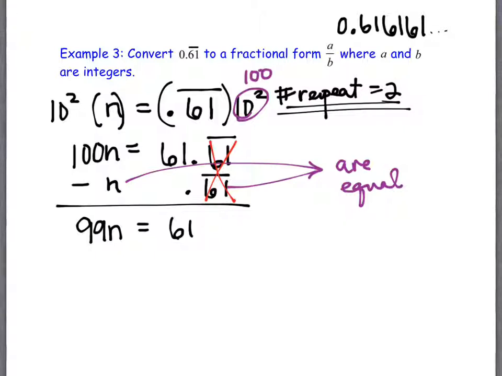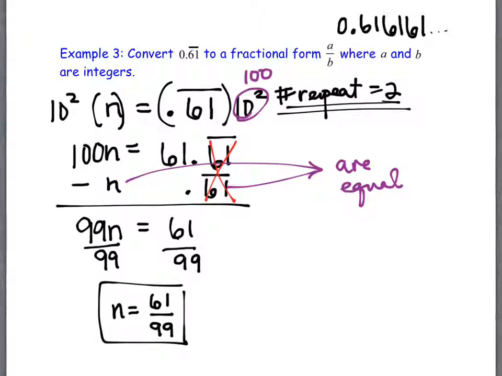That's nice. The goal is to figure out what n equals. So what are we going to do next? We're going to divide by 99. n is equal to 61 over 99. And if this has the ability to simplify, we would do so at this point. This one doesn't, because 99 is divisible by 3 and 11, and 61 is not. So we're stopped.